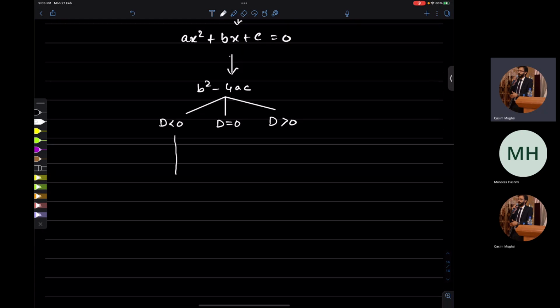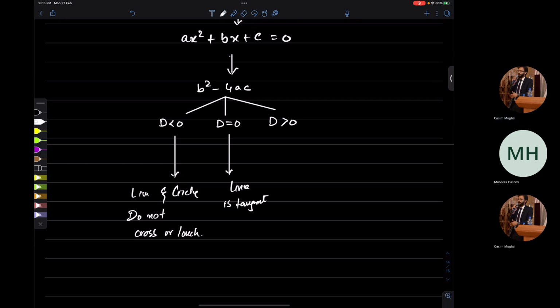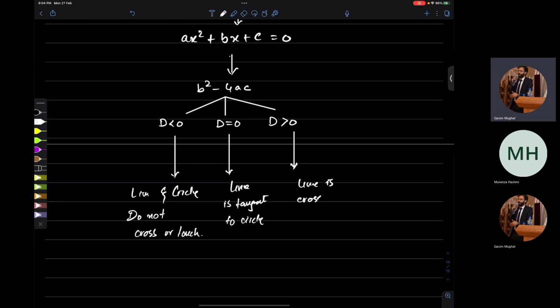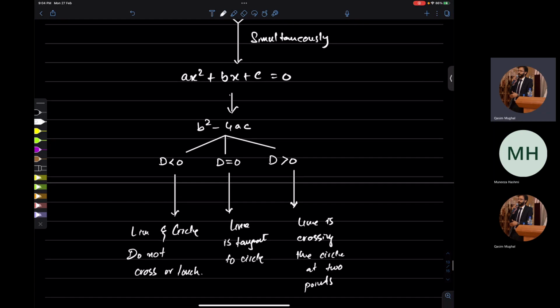If the discriminant is less than 0, the line and circle do not cross or touch at any point. If the discriminant is 0, then the line is tangent to the circle, meaning it is just touching the circle at 1 point. And if the discriminant is greater than 0, then the line is crossing the circle at 2 points. Now, this is how you can prove it.